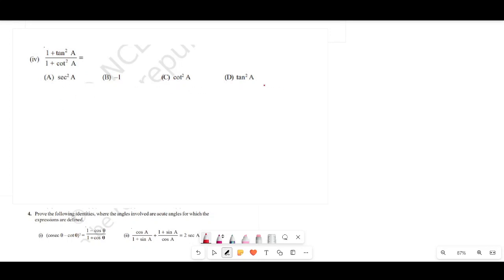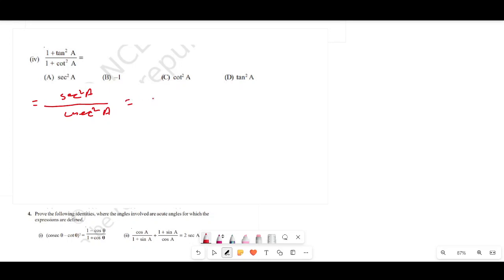We don't have information about it, but do you know, with the help of the formula sec square theta minus tan square theta equal to 1, so sec square a will be 1 plus tan square a. So 1 plus tan square a we can write in this way, sec square a. And cosec square theta minus cot square theta equal to 1, then we can write cosec square a equal to 1 plus cot square a. Clear? So we can write cosec square a.